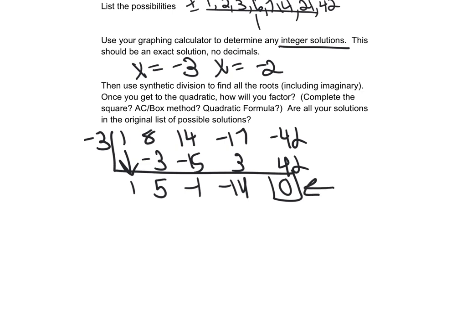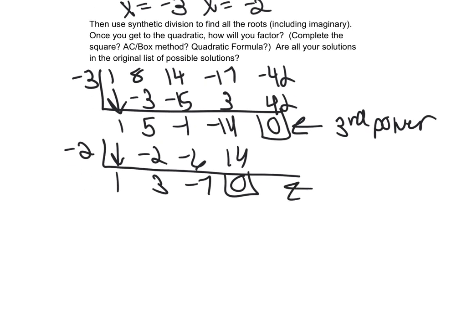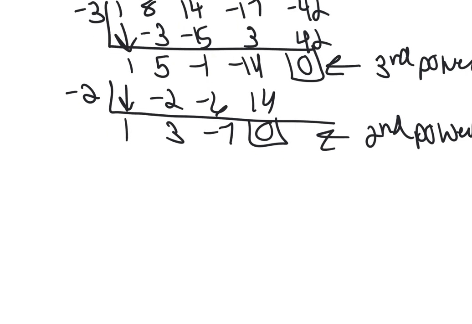And again, we started with a 4th power, which means this would be a cubic or a 3rd power. Okay, we don't know how to factor cubics just yet. So then we're going to do our other one, which is -2. And we are going to bring it down, multiply and add, multiply and add, multiply and add. Okay, so this is going to be our 2nd power, right? This is going to be our quadratic that we can solve. So we are going to have 1x squared plus 3x minus 7.